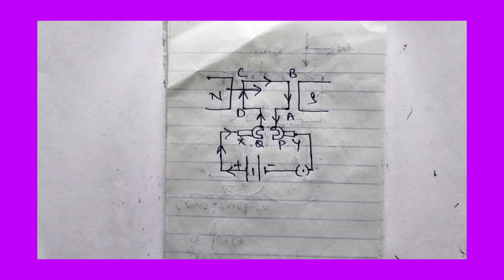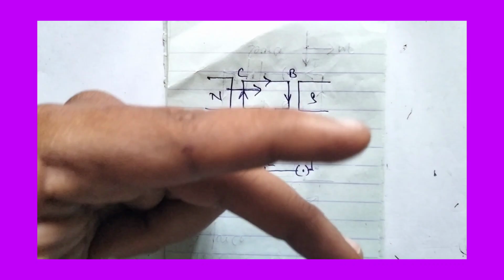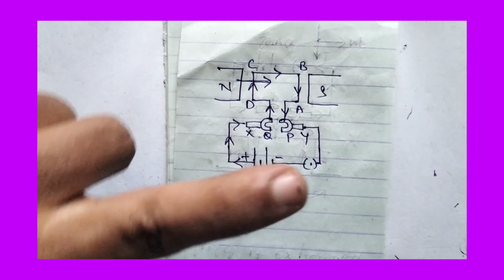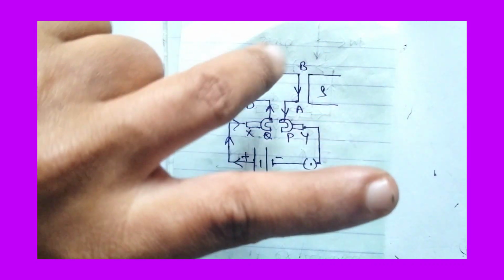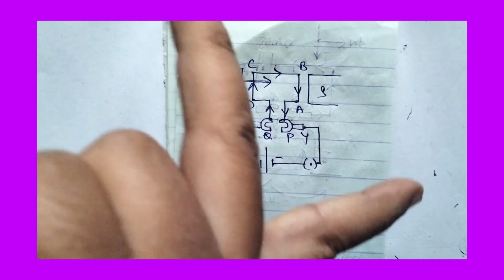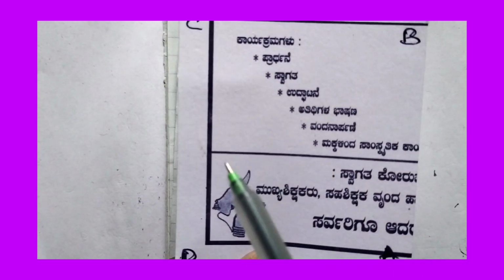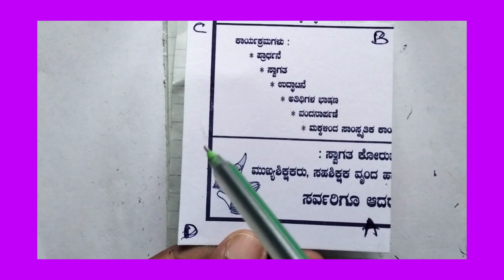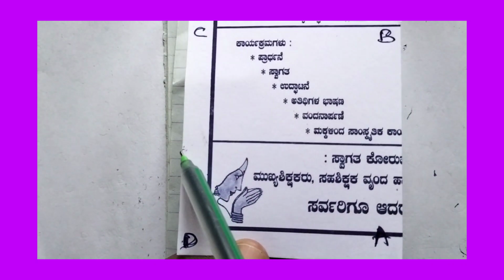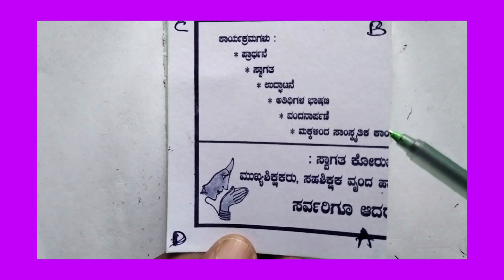Again we have to use Fleming's left hand rule. Using Fleming's left hand rule, this is the direction of the magnetic field and this is the direction of the current. Now again, what happens here: on CD the force is exerting downward. On CD the downward force acts, and on AB the upward force acts.